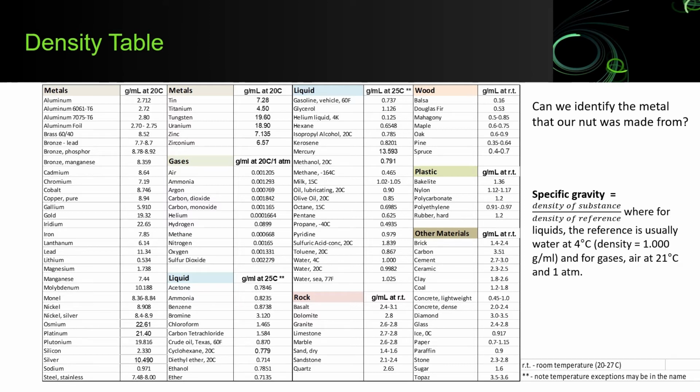For liquids, a reference substance is usually water at 4 degrees Celsius, and for gases, air at 20 degrees Celsius and 1 atmosphere. Looking at the table, you see that the density of water at 4 degrees Celsius is equal to 1.000 grams per milliliter, so the magnitude of the specific gravities would be very similar to the actual densities for liquids, well, at least at 4 degrees Celsius anyway.